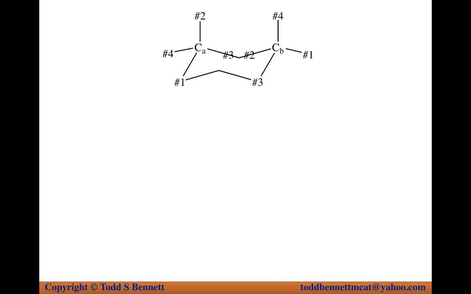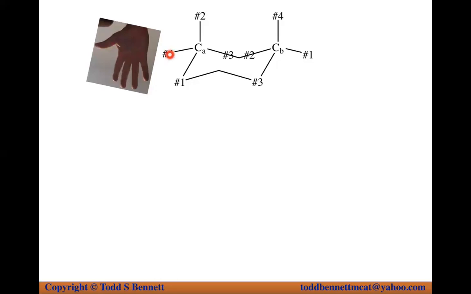So instead, we're going to do the thumb method. I'm going to start with this center over here. Number 4 is coming out, or just going left, I should say, going on this back carbon. Number 1 is coming out. So try your hand. So if I put my hand this way, notice my thumb is here and my fingers are coming out.